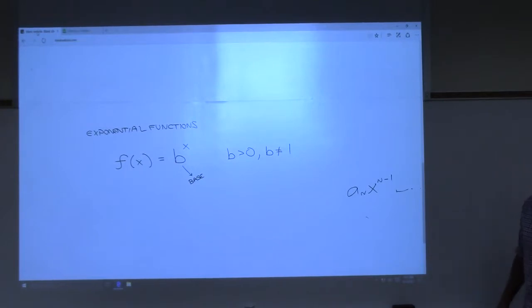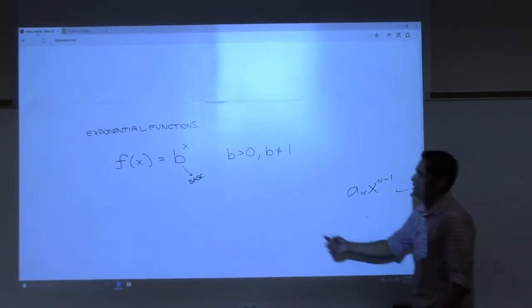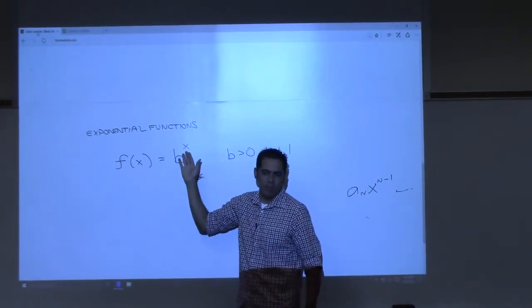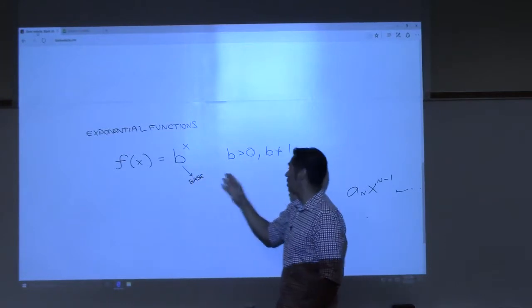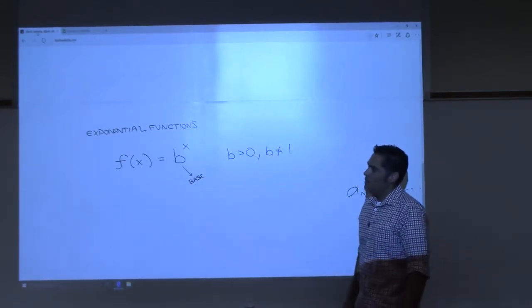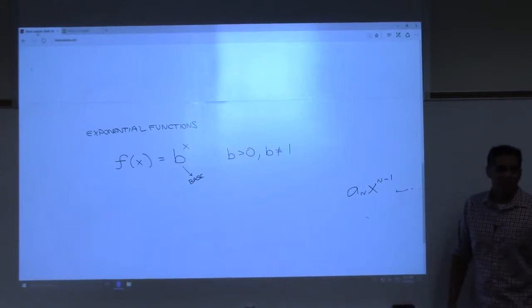Why not 1? If you take 1 and raise it to any power, it's just 1. 1 squared, 1 cubed. So it wouldn't do anything. It would be boring. It would be very uninteresting. So that's why we throw that out. And positive numbers, only positive numbers, because when you square negative numbers and cube negative numbers, weird things happen. So we just throw those out.